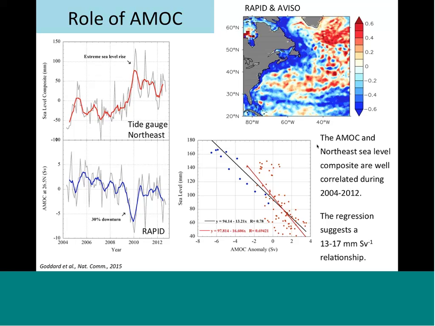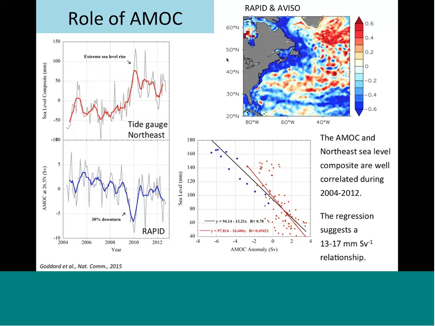So if you do a pattern correlation, in the top right panel, of the AVISO sea level analysis with the RAPID time series, you see a negative correlation along the coast, which means that when you have a downturn in RAPID, you have an upturn in sea level along the coast. So you just have to switch the signs here. So it's a fairly good correlation as correlations go from geophysical data.